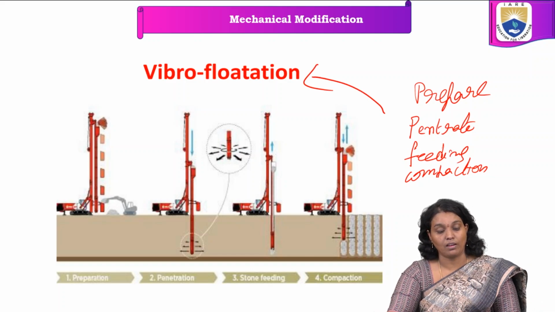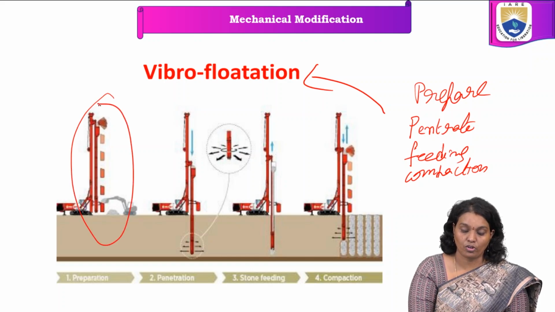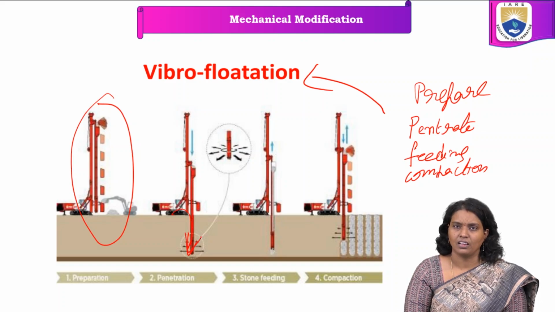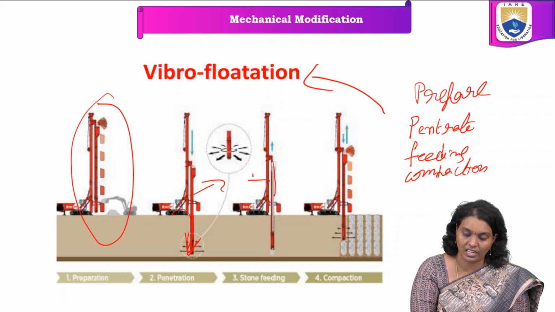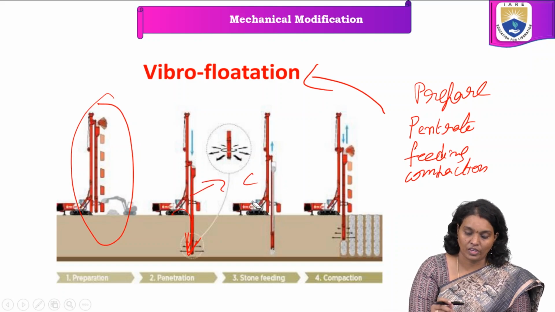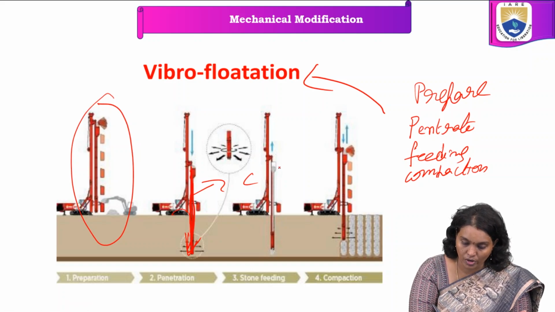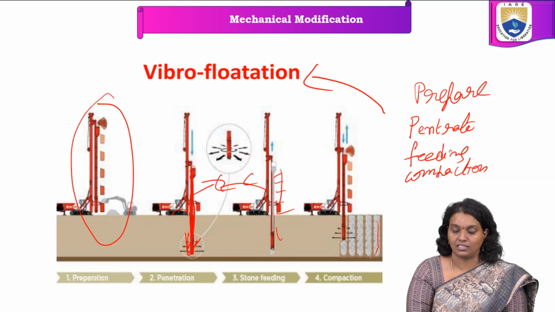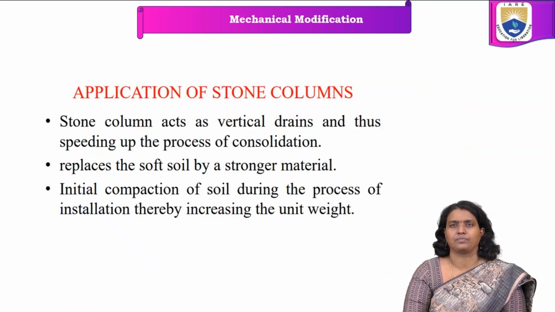flotation. In this, first we prepare the location. After that, we penetrate with the vibro flotation machinery. After that, we feed the stone. Here we clearly observe the difference between these two. Here it is completely penetrated. Here it is going to be fed. So observe these two. And after that we are going to compact like this. So this is the vibro flotation.